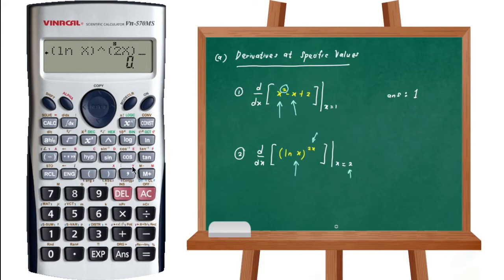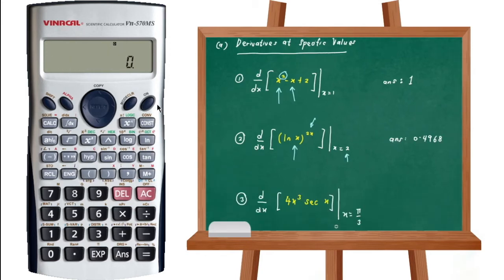Next, we need to include this value x equals 2. To do this, we press this button, comma, then followed by this value 2 to represent x equals 2. After that, we press this close bracket button to show that we have inserted all the inputs for the question. Next, we need to press this equal button to get the answer. So the answer is approximately equal to 0.4968.